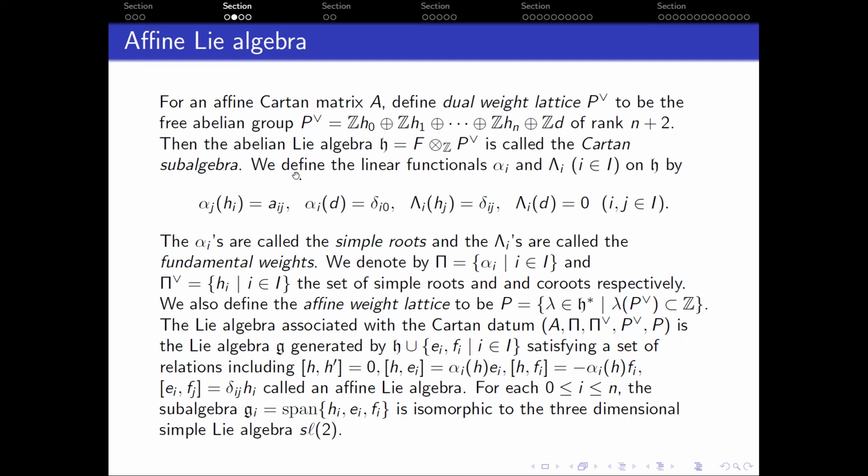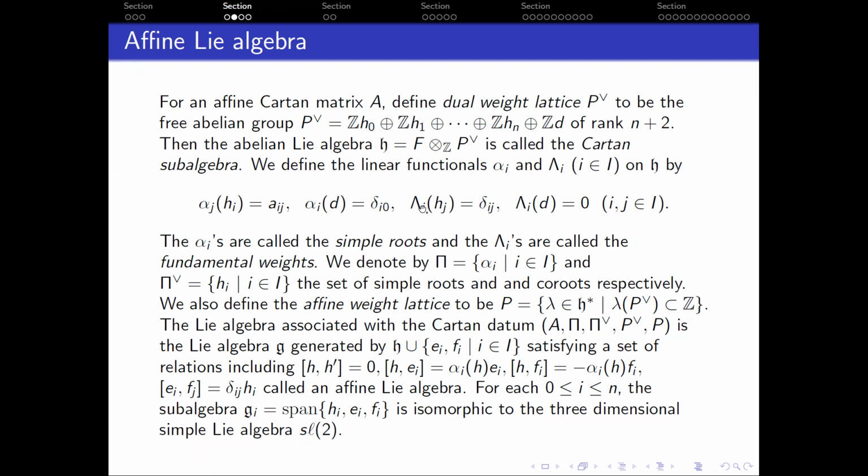But now I have to tell you what alpha_i does to D, that extra dimension. And we define it to be delta_i0. Okay, so it is 0 unless i is 0. This actually is because the Cartan matrix is singular. So in order to force linear independence among the simple roots, we have to do this. That is the technical reason.